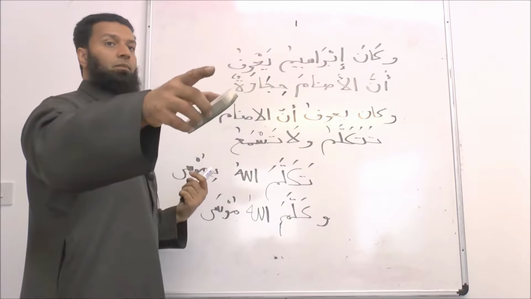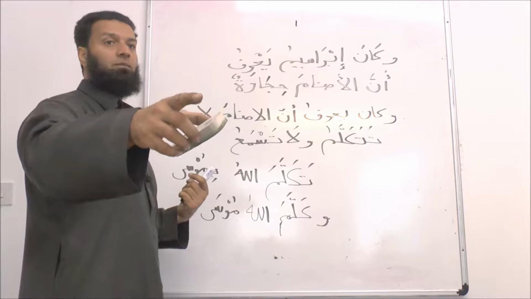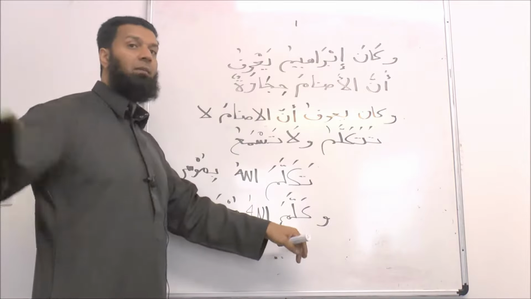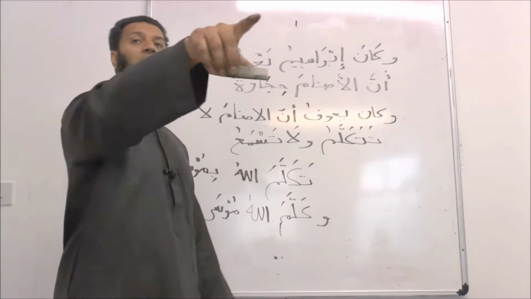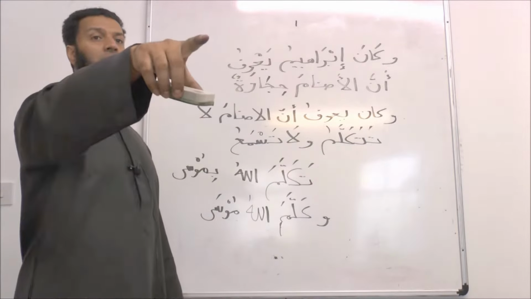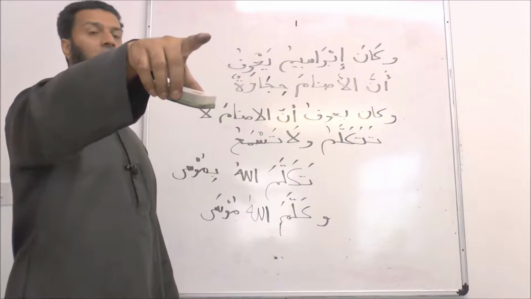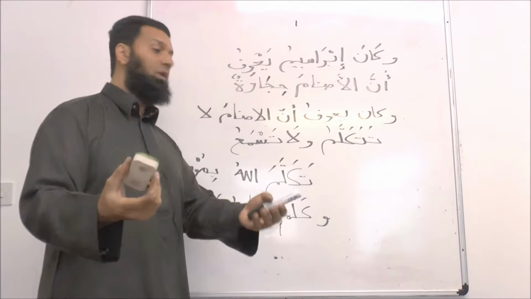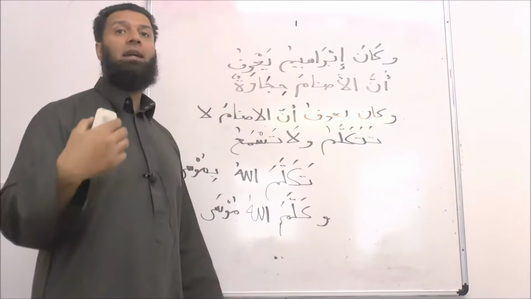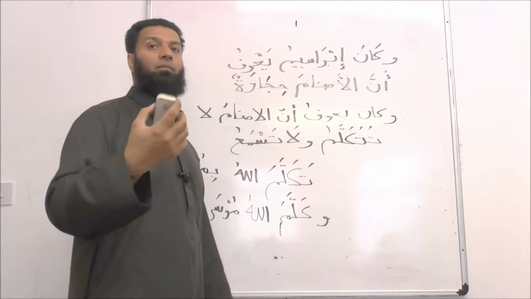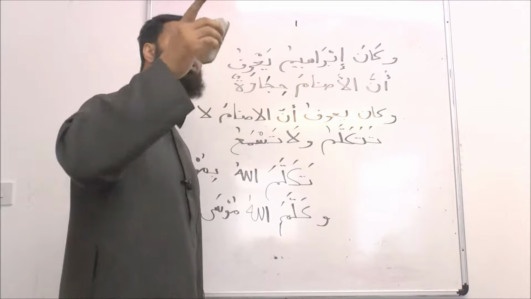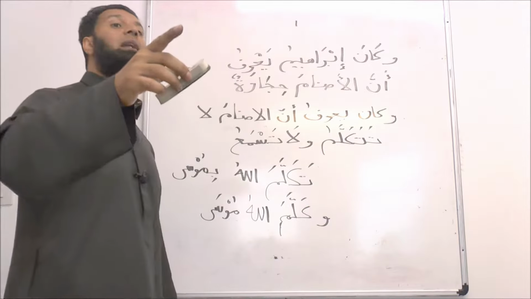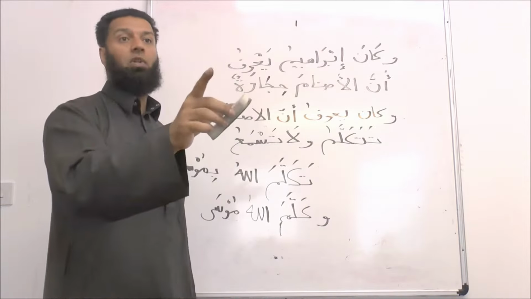كلمتك. I'm just changing kallama, he spoke, to I spoke, kalimtu, and then I'm adding you, kalimtuka. Okay? Or I am speaking to you, the present tense of kallama is ukallimu, ana ukallimu, I'm speaking to you, ana ukallimuka, I'm speaking to you.